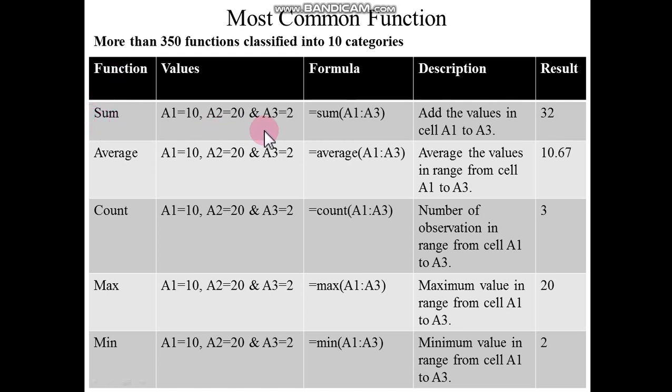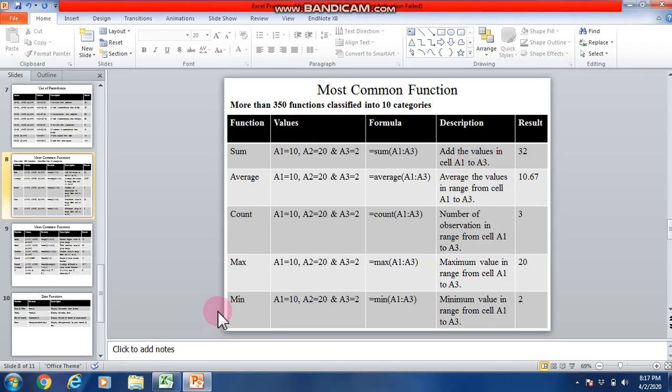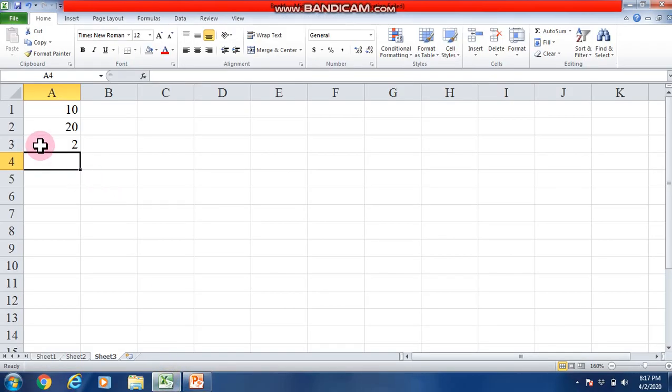This function is used to add the values within a given range. You can see in this example, if A1 is equal to 10 and A2 is equal to 20 and A3 is equal to 2, so we can sum this, the answer would be 32. So how do we do it in MS Excel? The formula is equal sum, and then select those values which are given in the cells. In this case, the values in the given cells are A1 equal to 10, A2 equal to 20, and A3 equal to 2.